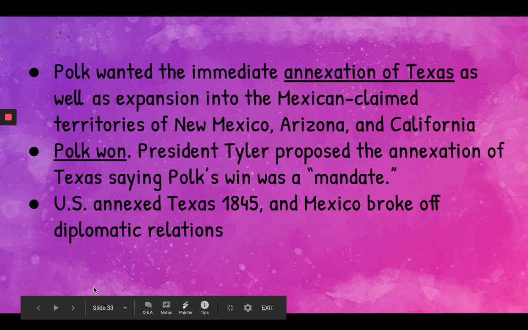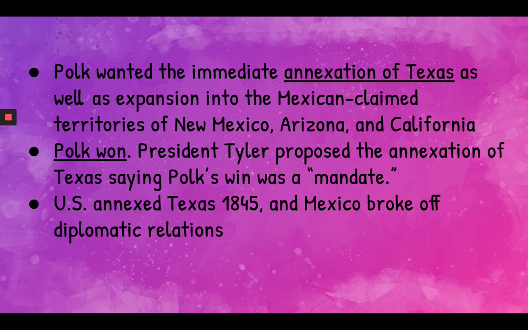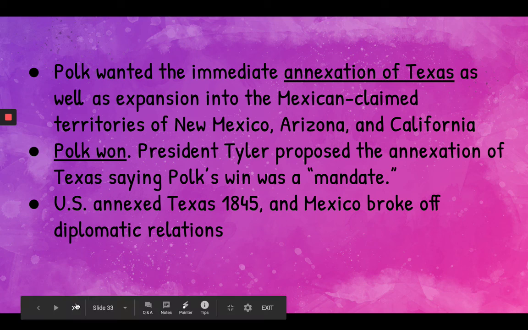Polk wanted the immediate annexation of Texas because remember, Texas had been their own country at this time due to the fact that they wanted to be a slave state. Polk won the presidency, and President Tyler proposed the annexation of Texas, saying Polk's win was a mandate, and then Texas was annexed in 1845. So a lot of people attribute that to Polk.